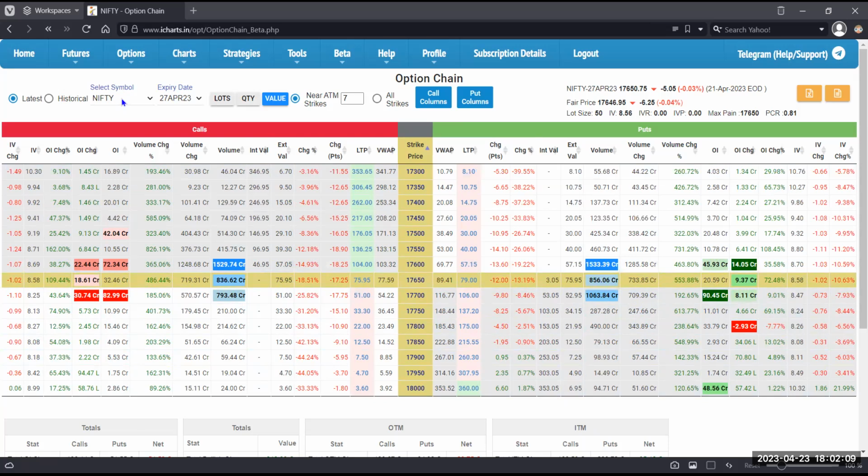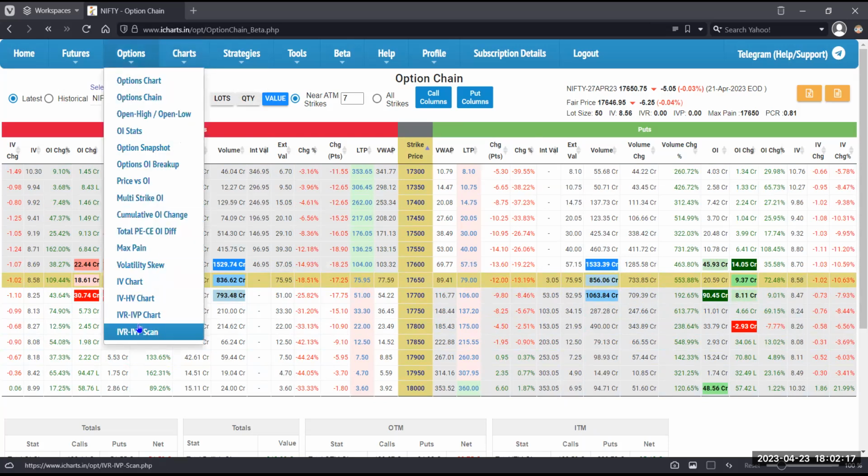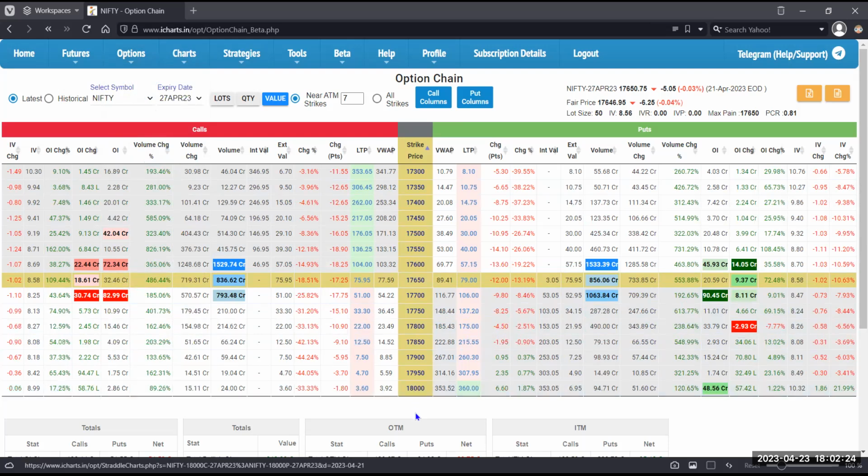Sir, is there any way to filter stock based on the IV, unusual IV, that IV percentile thing? Yeah, IVR, IVP scan, you can go and check. You check here, you can filter. And for options, is there a tool so that we can filter based on unusual volume in a particular strike of a stock option? No.